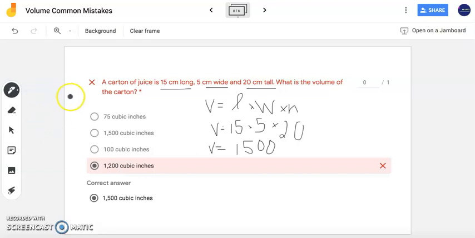So during today's activities, please review this video at any time, going through common mistakes so you don't make those mistakes again today. We learn from our mistakes to help us improve, to help us get better with finding the volume of rectangular prisms.